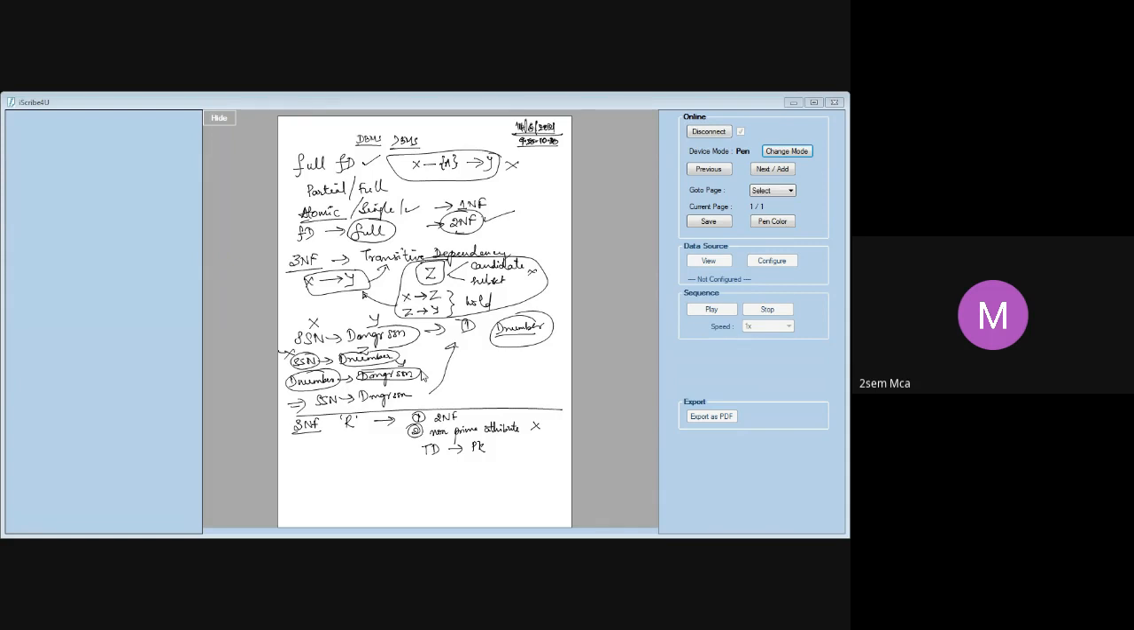So what does the third normal form state? It states that a relation schema, that is a relation R, that is a table, is said to be in third normal form if it is already in second normal form, and none of the non-prime attributes is transitively dependent on the primary key of R.